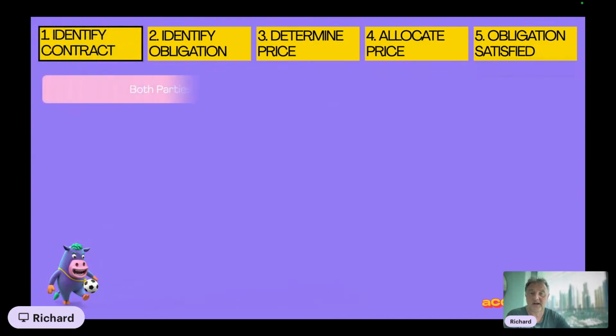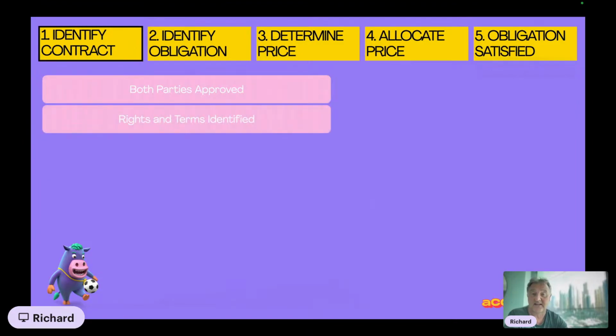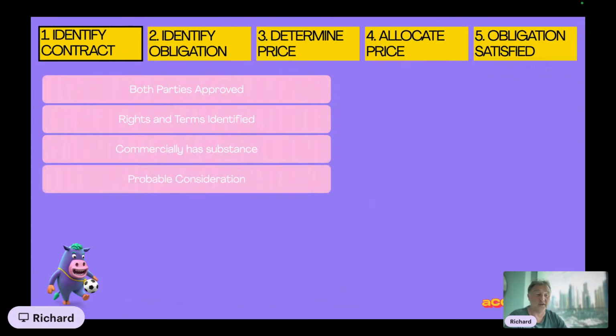First of all, identify the contract. So you and the customer, you must both approve it. It doesn't have to be in writing or anything like that. It could just be in the way that you act. So you've approved it. You need to know what the rights and terms are. They've been identified. That it commercially has substance, and this is the one that's going to cause most of the problems, that it's got probable consideration.